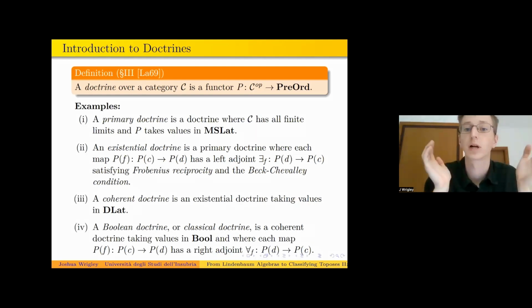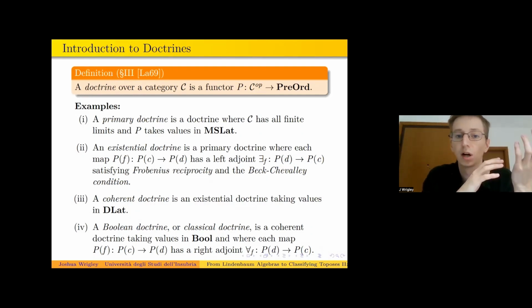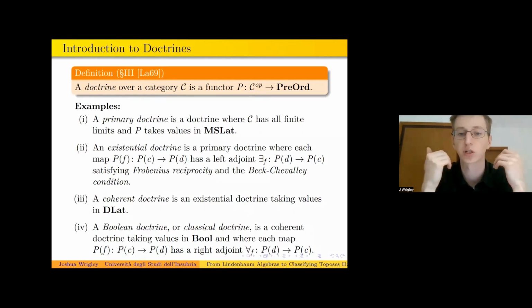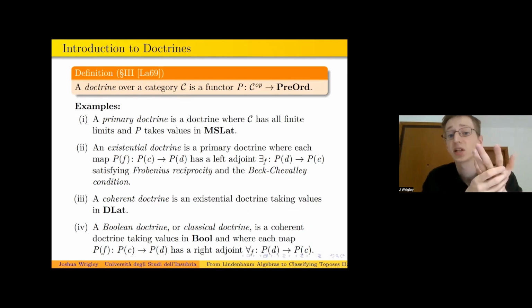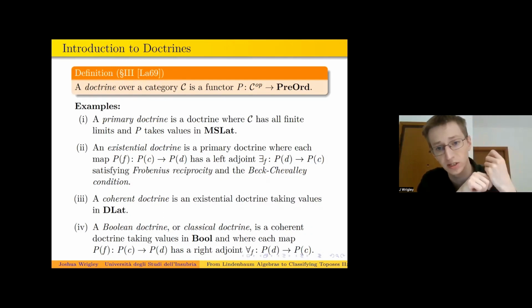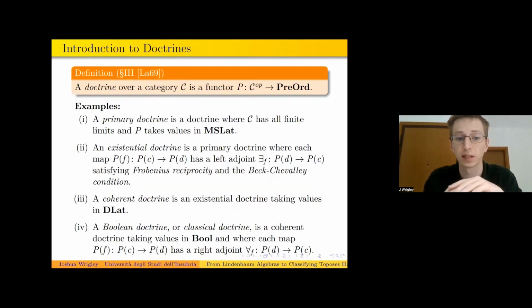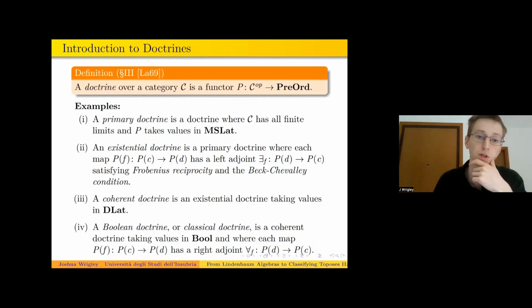So we could have primary doctrines where our base category has finite limits and our functor P takes values in meet semilattices and their homomorphisms. That's going to be a doctrine which interprets logical conjunction. We can have existential doctrines where we add existential quantification, so we have the left adjoint satisfying Frobenius and Beck-Chevalley. We can have coherent doctrines where we include logical disjunctions, so we now take values in distributive lattices, and we can even go all the way up to Boolean or classical doctrines where we're taking values in Boolean algebras, and each map not only has a left adjoint, but also has a right adjoint interpreting universal quantification.